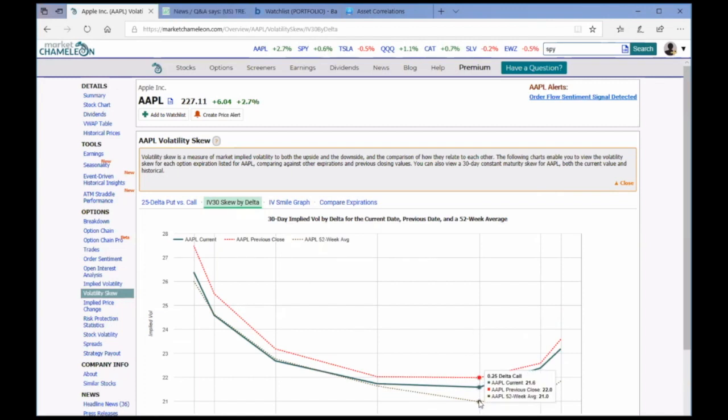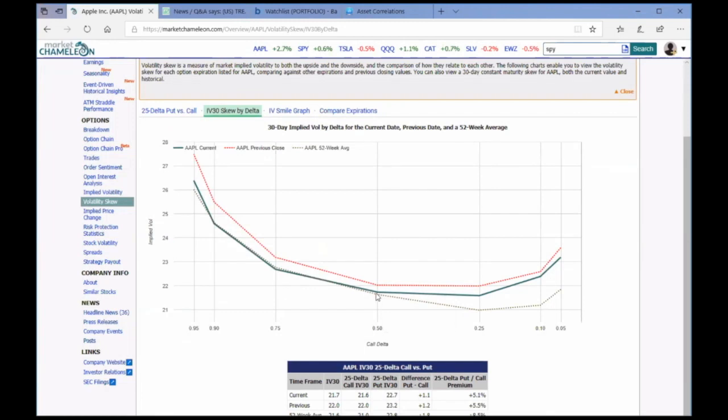Now you notice this is the 52. Let's focus on this here. The 52-week average of an Apple 25 delta call, 30 days, is roughly 21 volatility. Okay? Now the Apple at the money, 50 delta, you see this 50 down here is the delta. The 50 delta call is typically 21.6. So this differential between the at the money 50 delta call option and the 25 delta call option, 21.6 to 21.